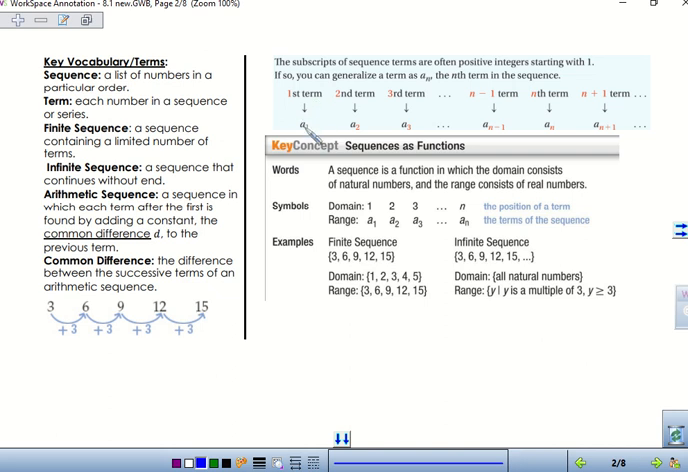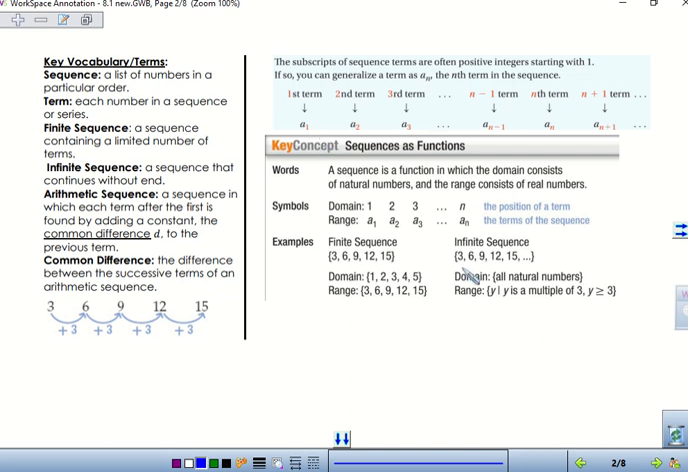A subscript is like this. a sub 1 means the first term. a sub 2 means the second term. a sub 3 means the third, and so on. a sub n is more open-ended. It's like the nth term, which just means some term in the future. n can be represented by any number, the term that we want to find. a sub n minus 1 is the term before the nth term. a sub n plus 1 is the term after the nth term.